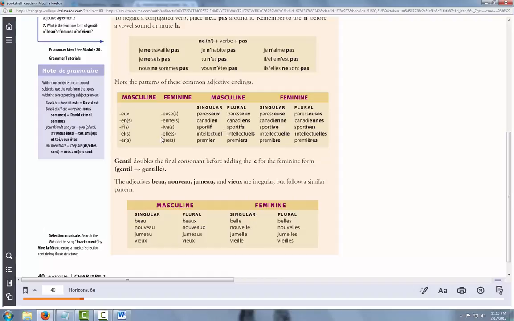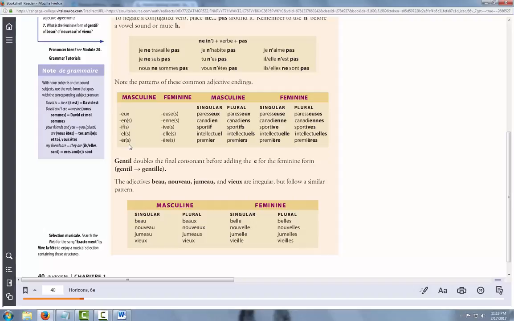Adjectives ending in EL will make it ELLE in the feminine form, like intellectuel, meaning somebody who is smart, intellectual. Intellectuel, ils sont intellectuels, pardon. Elle est intellectuelle, elles sont intellectuelles. Here you're really only hearing one form, but you do have four different spellings.